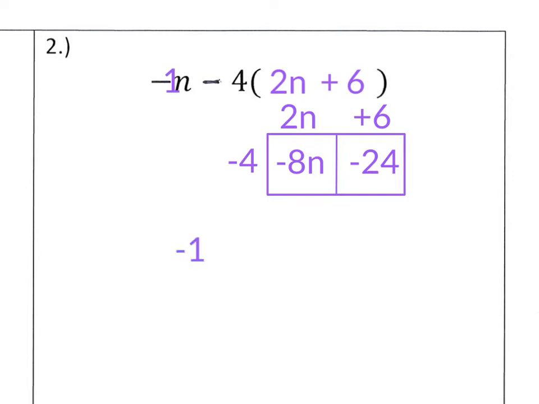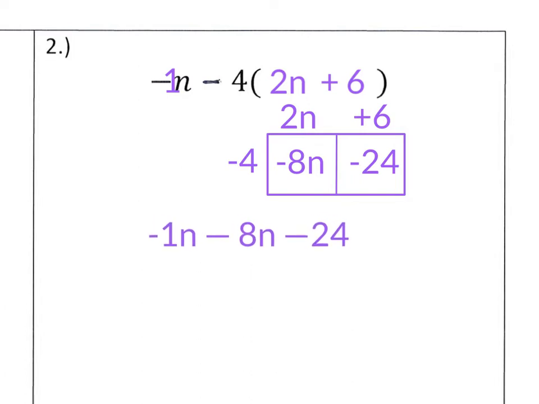I still have that negative 1n that I haven't done anything with yet. So I just like to bring that along back in front where it was originally. So we had a negative 1n here. I didn't have to distribute that or anything, so that's just coming down. Then I need to take my answer from the area model and write it next to that negative 1n. So next to the negative 1n, the area model distribution was negative 8n, so minus 8n, and then negative 24, so minus 24.